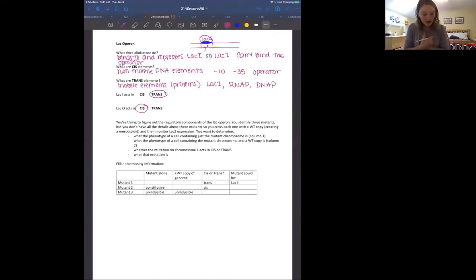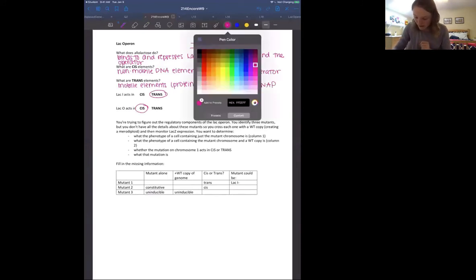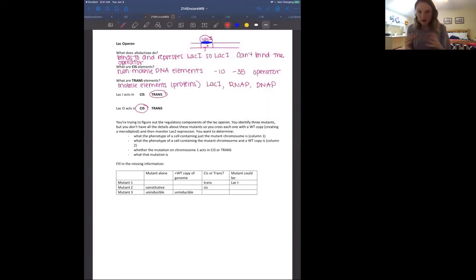Okay, so now we're going to work through this problem together. We just want to fill in the remaining information here. So the first mutant is a lac-I deletion, and we know that lac-I acts in trans, as it's telling us. So if we had just a chromosome with a lac-I deletion on it, then we would get constitutive expression of the structural genes.